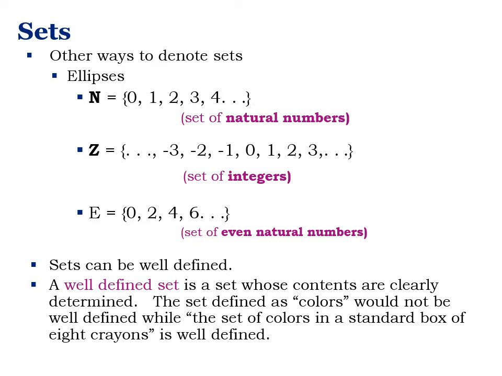Then sets can be well defined. A well defined set is a set whose contents are clearly determined. The set defined as colors would not be well defined, while the set of colors in a standard box of 8 crayons is well defined.